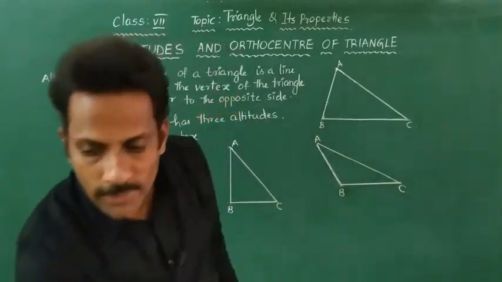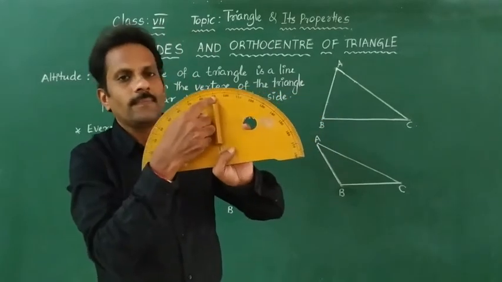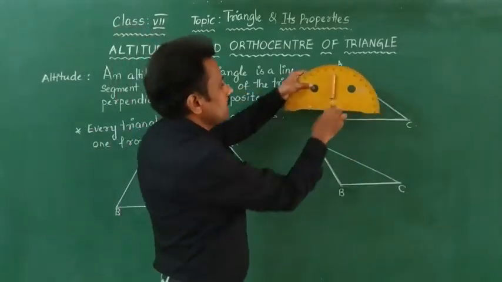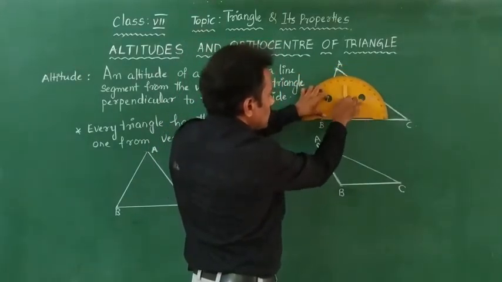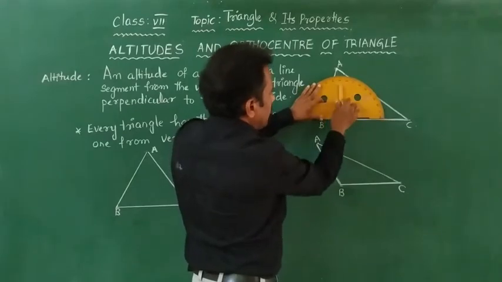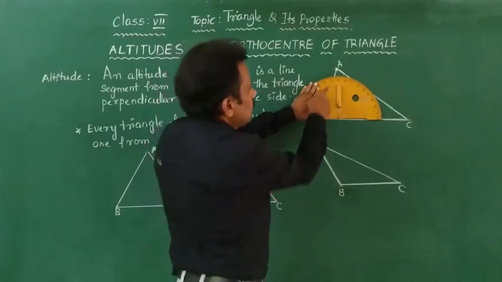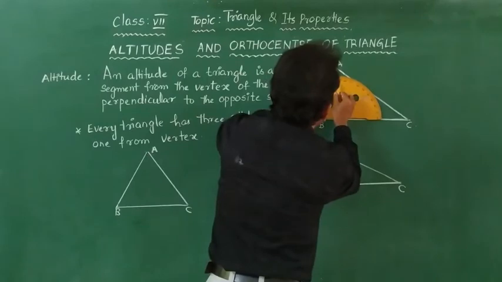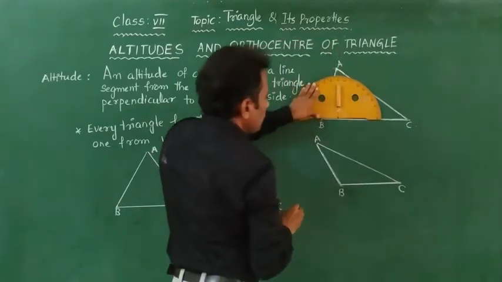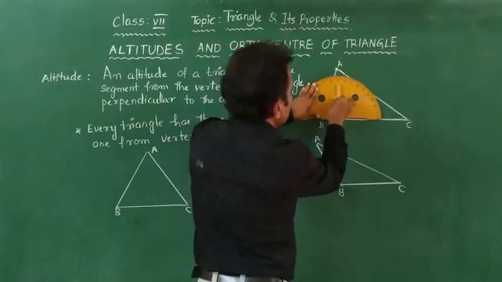Now let us take protractor. Here you can observe 90 degrees. Now you have to fix the protractor properly so that the base of the protractor should coincide with the BC side, and if you draw a line segment that should pass exactly through A. So let us mark the point now. So now you can observe it is coinciding with BC. The edge of the protractor is coinciding with BC.